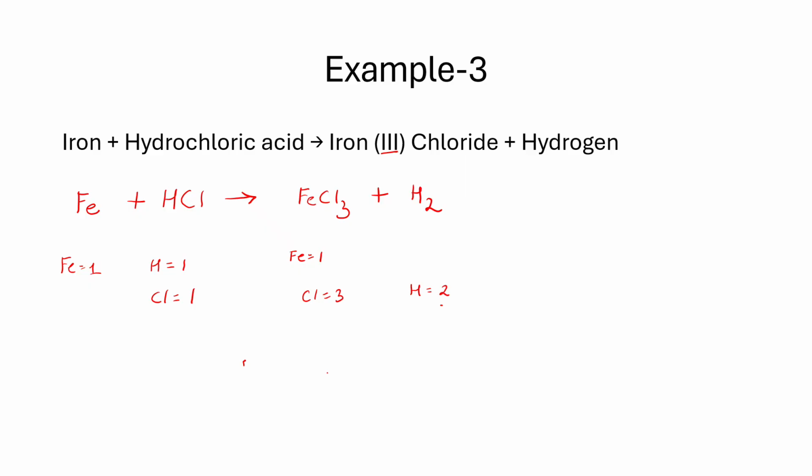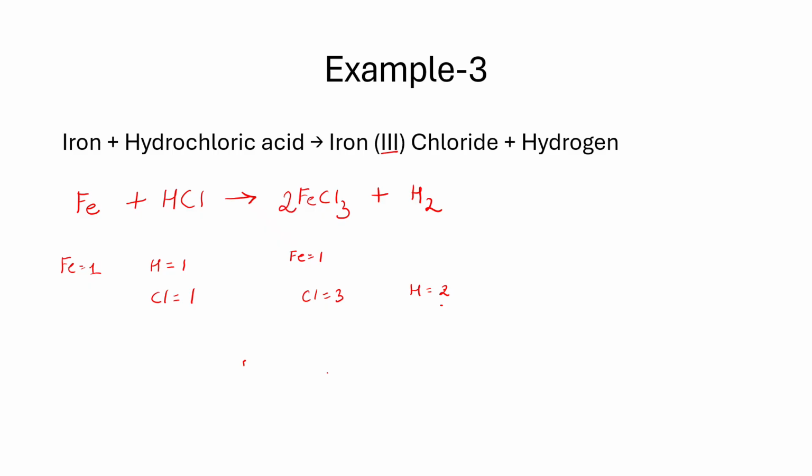Some of you might think actually that, okay, let's multiply the number 3 with HCl, but if we do that, that's going to make the number of hydrogen atoms as 3, but we have 2 hydrogen atoms on the product side. So what's the solution for this? It's quite easy. Again, just as I suggested in the previous slide, when you have an odd number, try to make it even. So when we have 3 chlorines here, we'll try to make them even by multiplying with the coefficient 2.